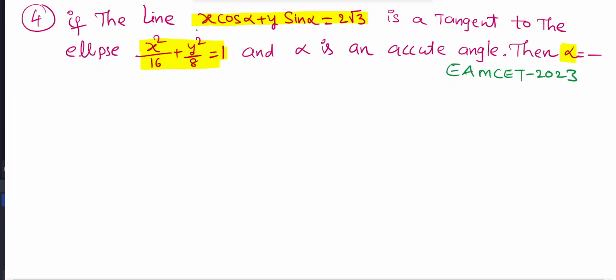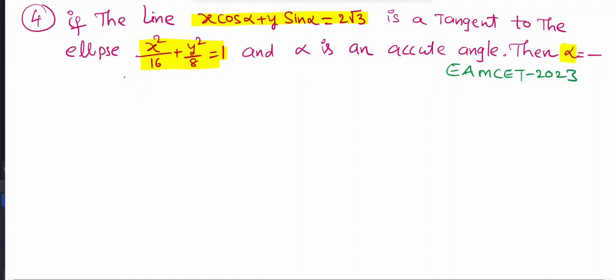This is fourth question from the ellipse. This is Eapcet 2023 question. Here is given the line x cos alpha plus y sin alpha is equal to 2 root 3, is a tangent to the ellipse x square by 16 plus y square by 8 is equal to 1, and alpha is an acute angle. Then alpha is equal to.